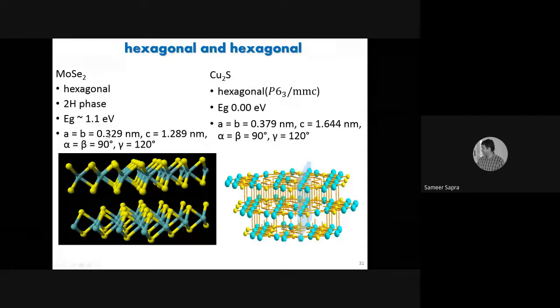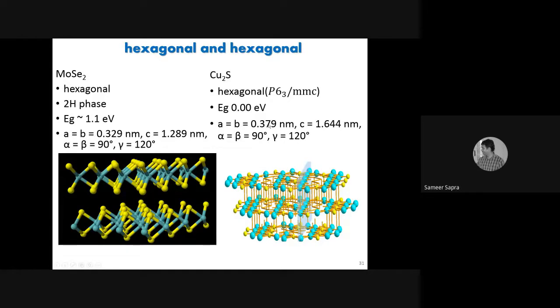But A and B is 3.29 angstroms. Here it's 3.79 angstroms. Roughly about 7-8% lattice mismatch. The good thing is that this is a semiconductor. This Cu2S could be metallic. Zero band gap.